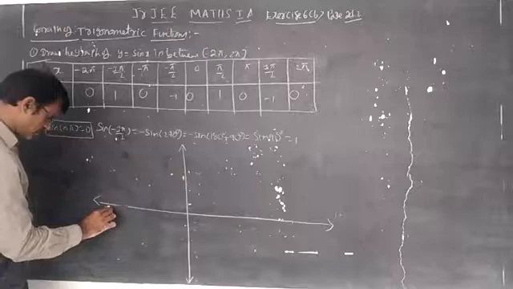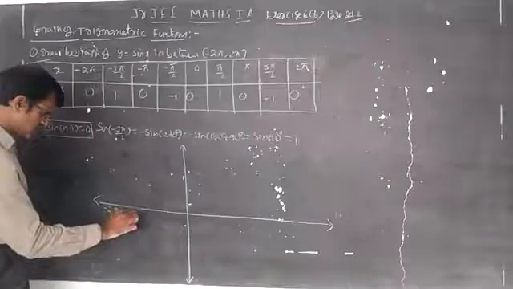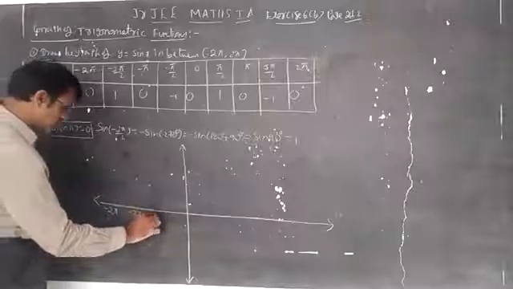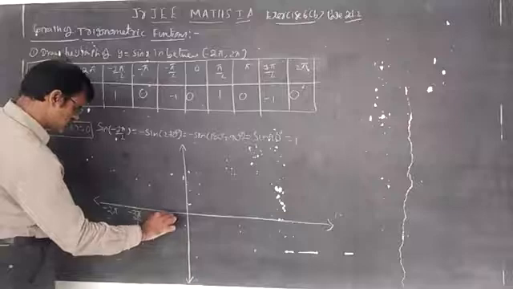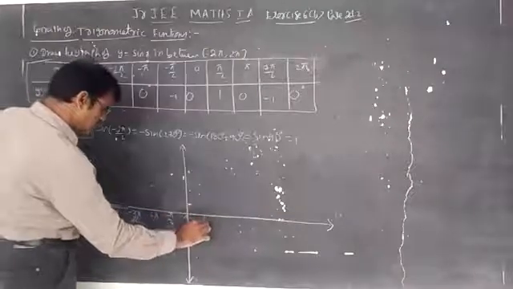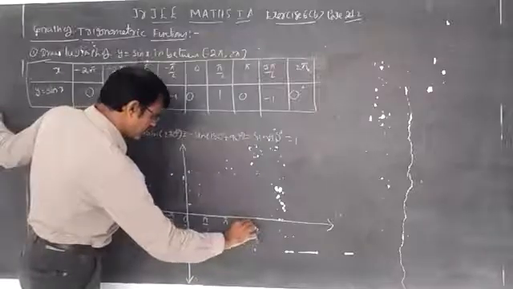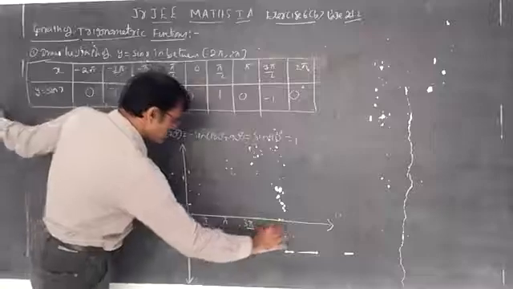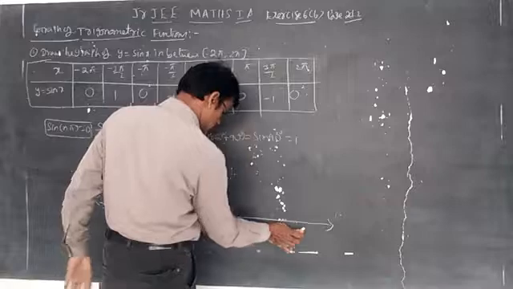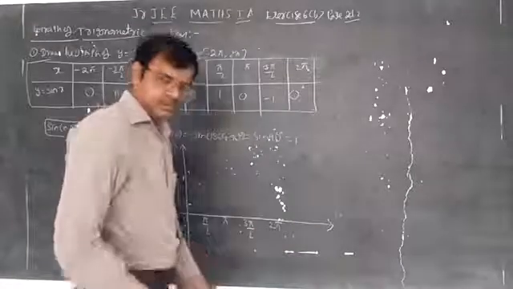Put here minus, and the gap is minus pi by 2. This is minus pi by 2. This is minus pi. This is minus pi by 2. This is 0. Here put this is pi by 2, and pi. This is 3 pi by 2, and this is 2 pi.